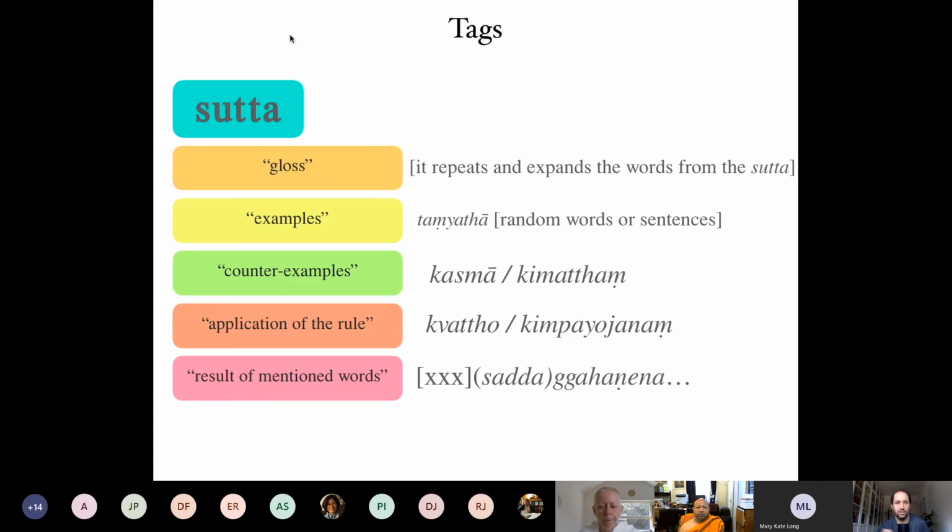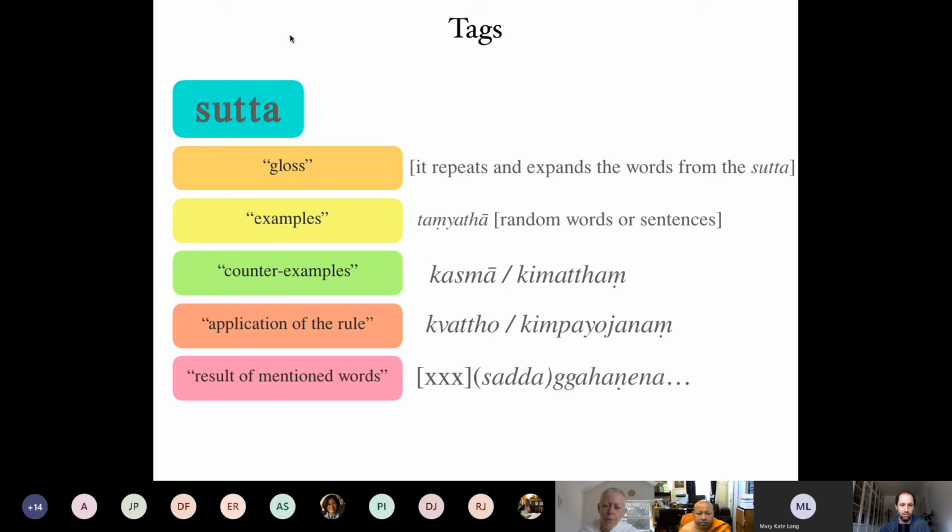In order to identify these sections, there are some tags that you can look for. For the gloss, that is quite evident. What is the gloss? It just simply repeats the words of the sutta. The examples are also quite evident, and sometimes, not always, they are introduced with an expression like taṃ yathā, is like this, or for example, like this. Then the counterexamples, the kimudāharaṇas, are introduced with kasmā or kimatthaṃ.